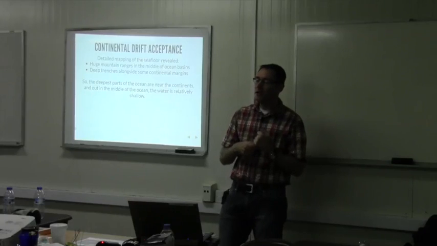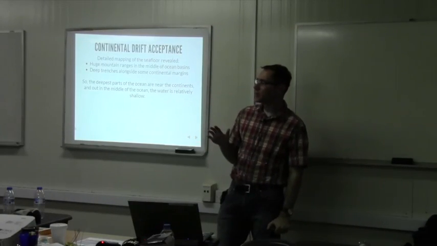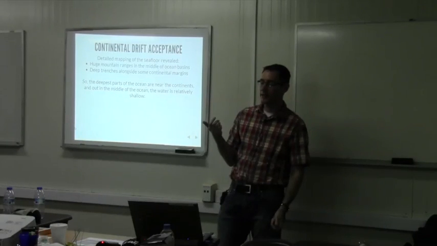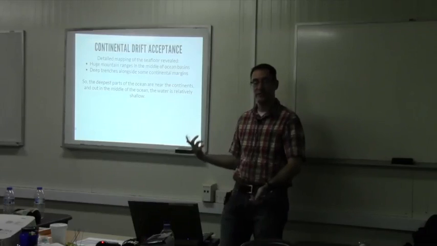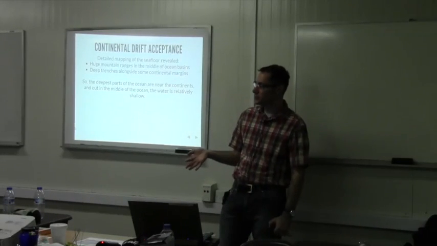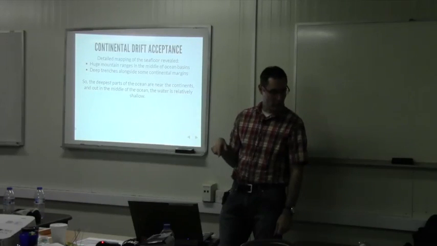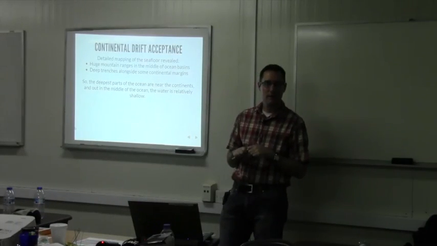So eventually, people started doing more experiments about the seafloor, and they realized there were lots of mountain ranges down in the ocean as well. The biggest mountain in the world is not Mount Everest. It's a mountain that's underwater. I thought it was in Antarctica. I'm not sure where it is.